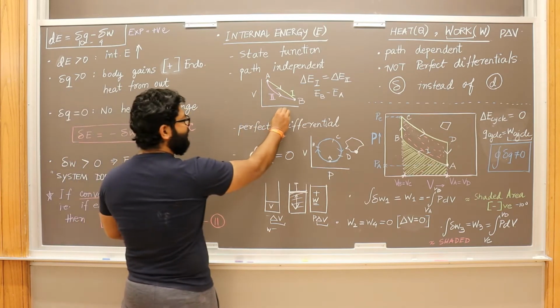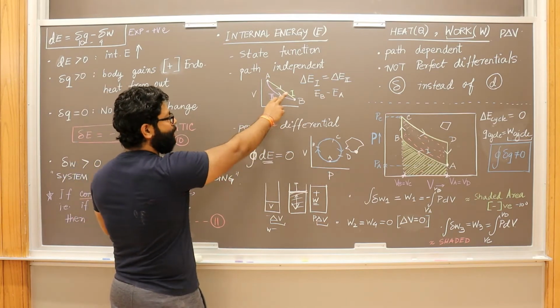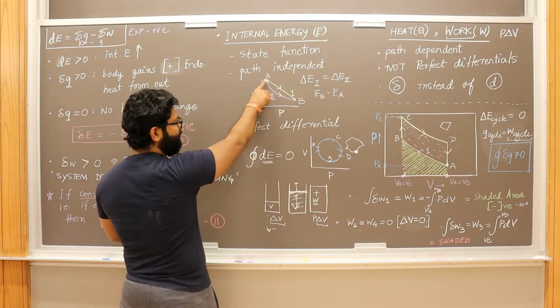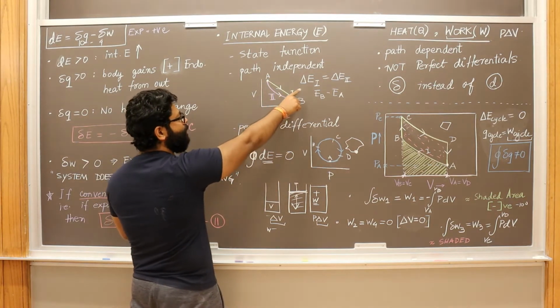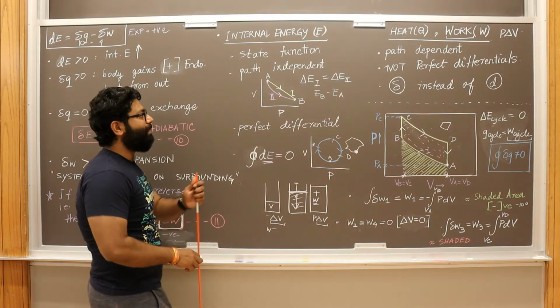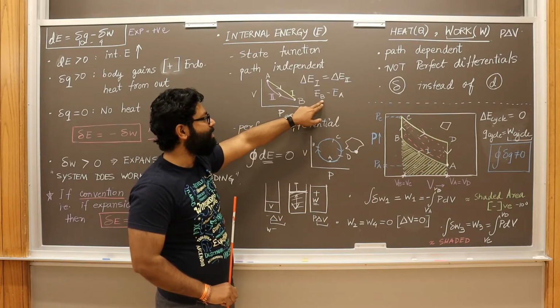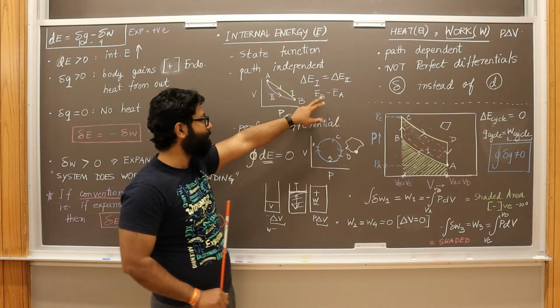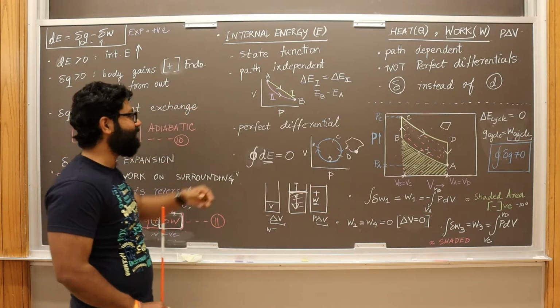Now, if we see a similar diagram that we saw in our first video, that we have a P and a V, if we want to find out if A is the initial state and B is the final, the internal energy change in path 1 will be exactly equal to path 2. Why? Because in both these cases, the internal energy change will be EB minus EA. It won't matter which path you took. So that's why internal energy is a state function.